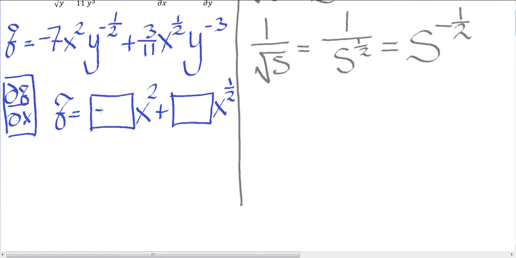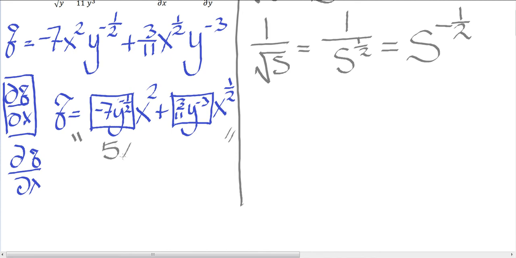So in the first box I'll have just minus 7 y to the minus a half. And in the second box, 3 over 11, don't need him, and y to the minus 3, don't need him either. Okay, so now we're ready to find del z del x. We'll have del z del x equals, and again just write a sort of a fake equation. Just put in numbers instead of the boxes. So maybe put in 5x squared plus 2x to the half, and say what'll happen.